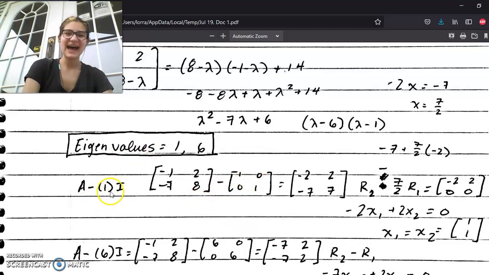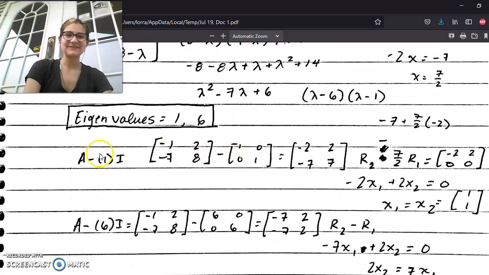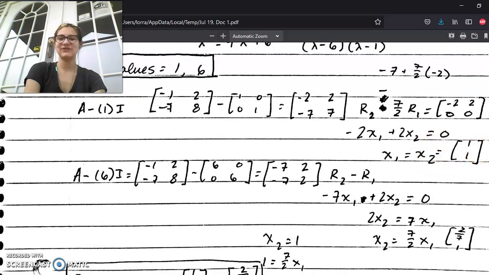So I have subtracted the first eigenvalue, which is 1 times the identity, to get this matrix, and then in order to solve, you can do row subtraction, so row 2 minus 7 halves row 1, and that equals negative 2, 2. So negative 2x1 plus 2x2 is equal to 0, so x1 is equal to x2, so you can just put an arbitrary value in there because each scalar multiple can also work as an eigenvector.